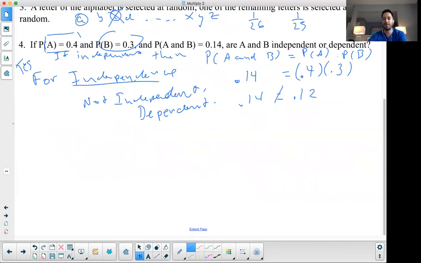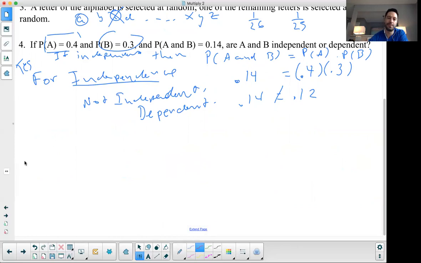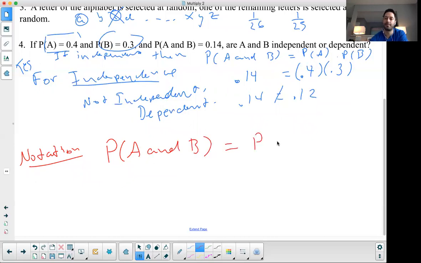And I'm going to show you one last little thing here, just a notation. The probability of A and B is often written as probability of A, this symbol, and then B. So this symbol means and. Okay? Know that.